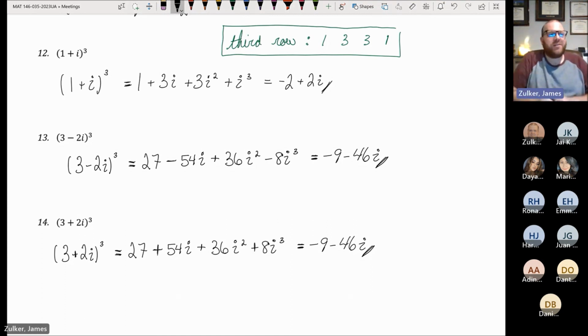One of the advantages of technology is I don't have to rewrite much. I can just copy paste them and make the appropriate changes. Everything is going to be the same, except all of these minuses here are going to become plus. So it's 27 plus 54i plus 36i squared plus 8i cubed. How's that going to simplify? It'd be negative 9 plus 46i. Oh, sad face, I'm out of coffee.